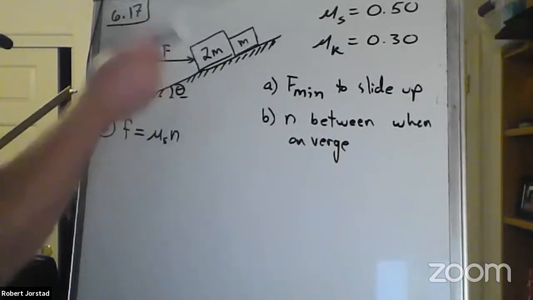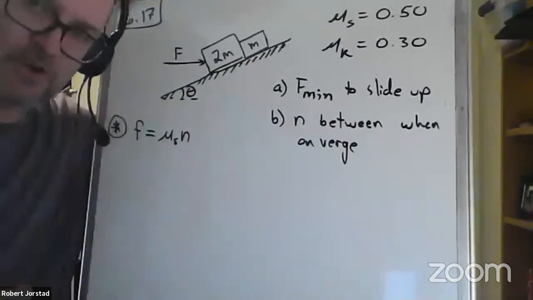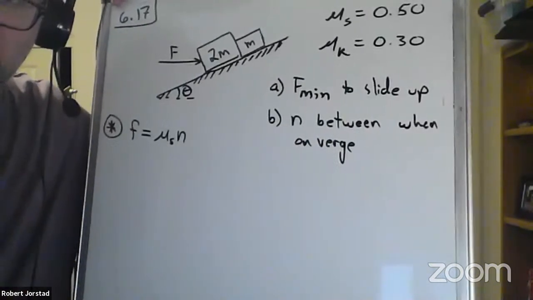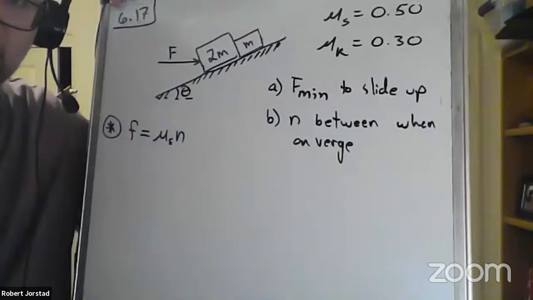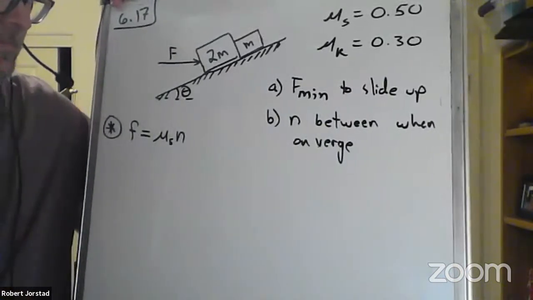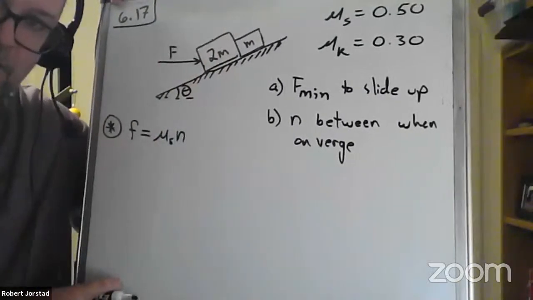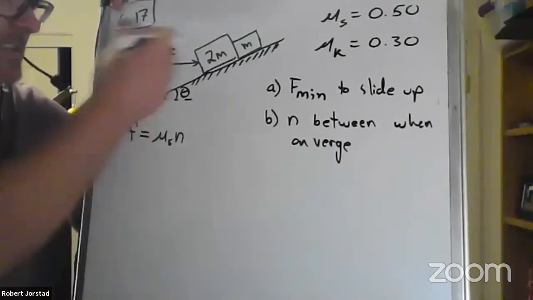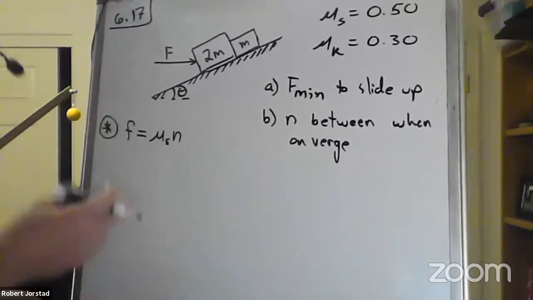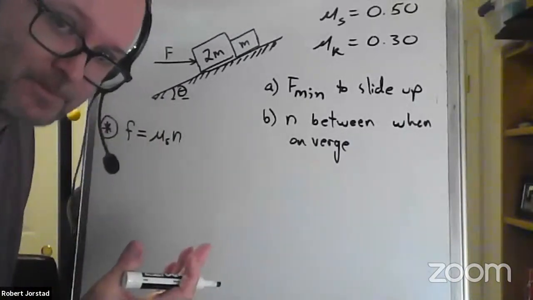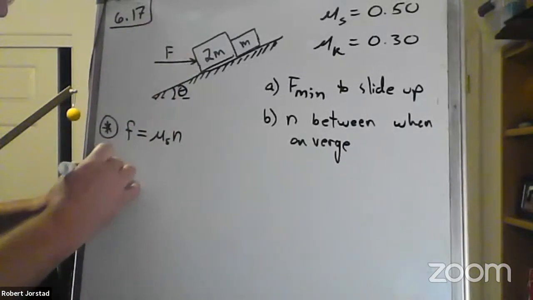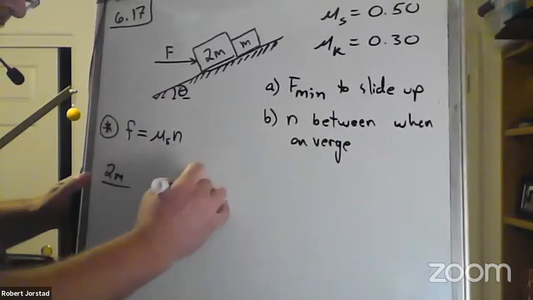So let's draw an FBD of these. What types of FBDs do you think we could draw here? Go ahead and unmute, somebody random, and just tell me what you would draw. You don't have to draw it. A system. You could do a system in this case because we expect they're going to go together. What else? I guess each block separately. Let's not overthink it. There are 3 possible FBDs we could draw here: M only, 2M only, and the system. Let's start with 2M, then M, and then the system.